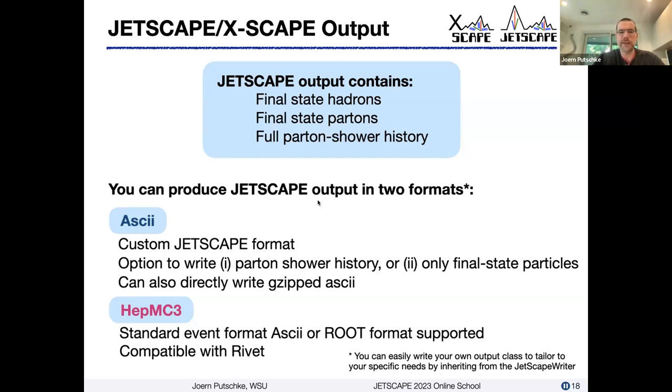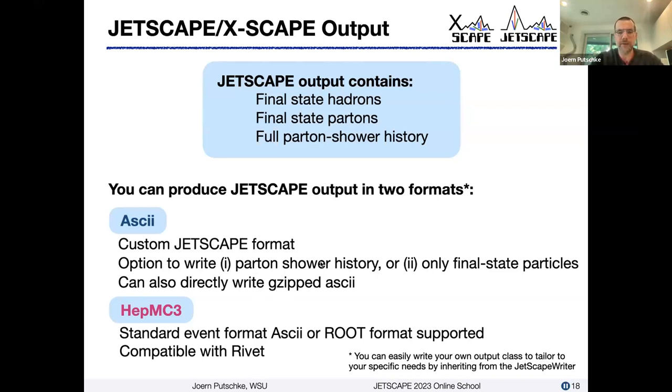So you can produce JETSCAPE in our proprietary format, which is an ASCII format. It's our custom JETSCAPE format. It contains a little bit more information, in particular how to deal with graph structures, which I will allude to in a little bit. You have the option of having the full parton shower history or only the final state particles. And to save space, you can write it directly into a gzipped ASCII format. And we provide the proper readers for it to get the information out.